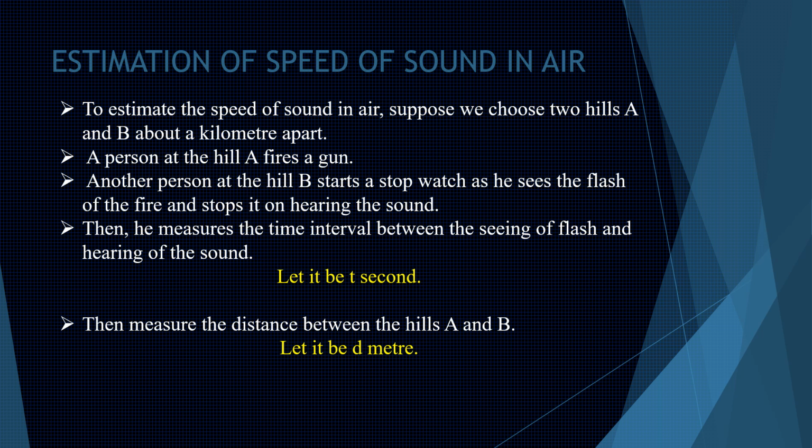Children, here we will see an activity to determine the speed of sound in air. For that, we have to choose two hills, say A and B, which are a kilometer apart. A person will fire a gun from hill A, and another person at hill B will start a stopwatch as he sees the flash of the fire and stop it on hearing the sound. Then he will measure the time interval between seeing the flash and hearing the sound, and let it be t seconds. Then we will measure the distance between the hills A and B and let it be d meters.